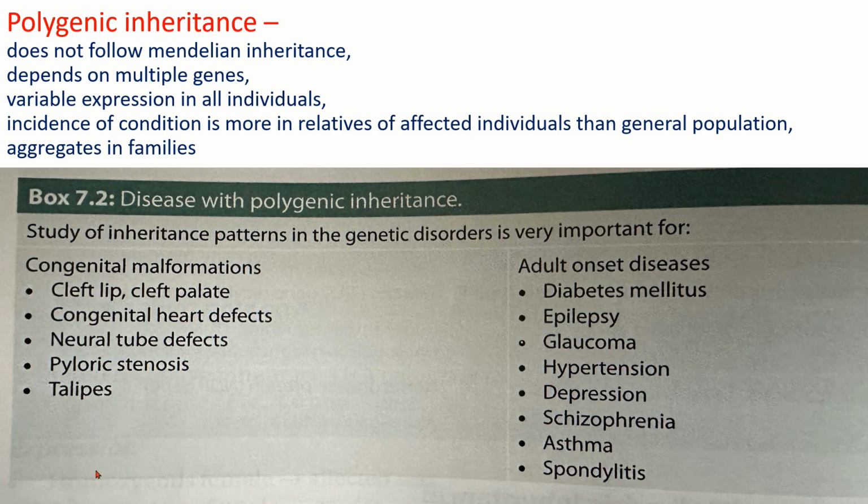So examples: cleft lip, cleft palate, congenital heart defects, neural tube defects, pyloric stenosis, talipes, CTEV, congenital talipes equinovarus. Then adult onset diseases like diabetes mellitus, epilepsy, glaucoma, hypertension, depression, schizophrenia, asthma, and spondylitis.